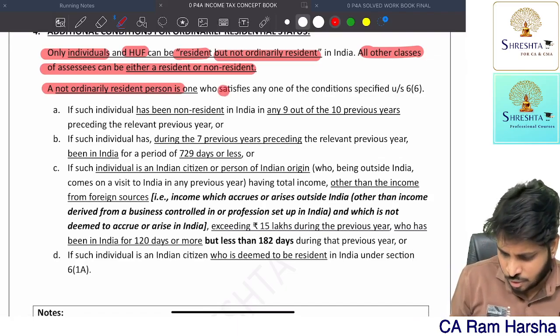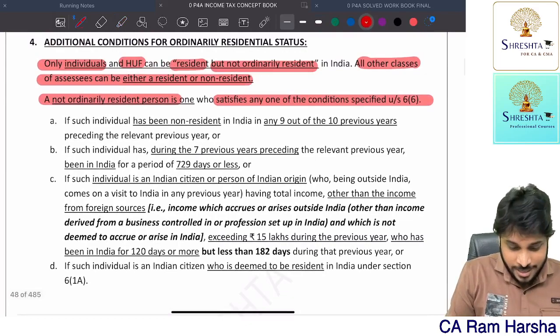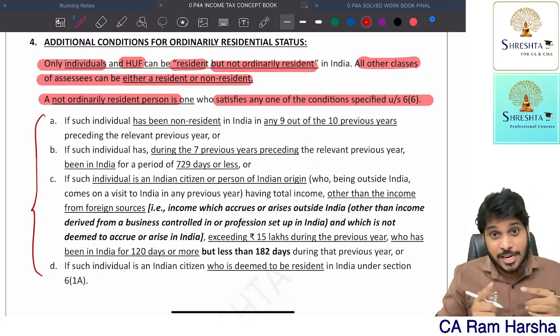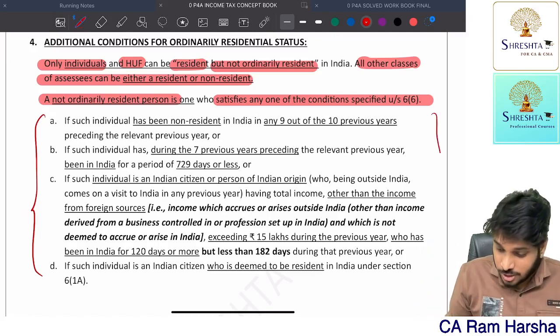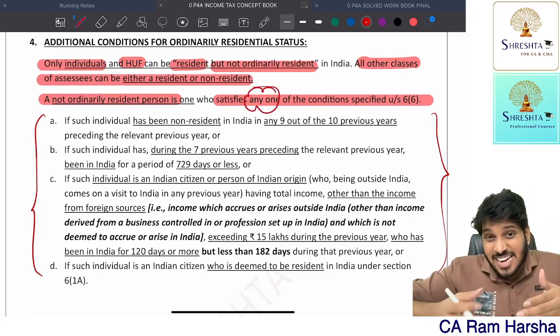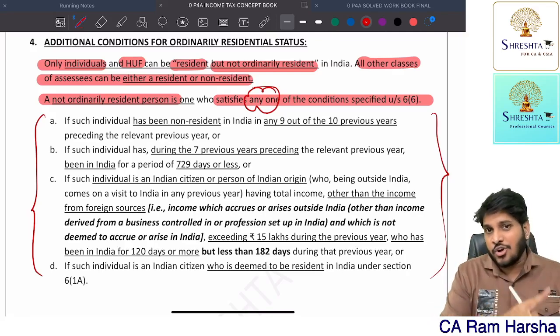He is a person who satisfies any one. Now, immediately when you see here, there are 4 criteria. Whereas when I'm explaining in the notes, I told you 2 additional conditions, both have to be satisfied. Whereas here you see 4 criteria and they are saying any one condition. This is drafted negatively. Let us discuss this and sync with our notes.